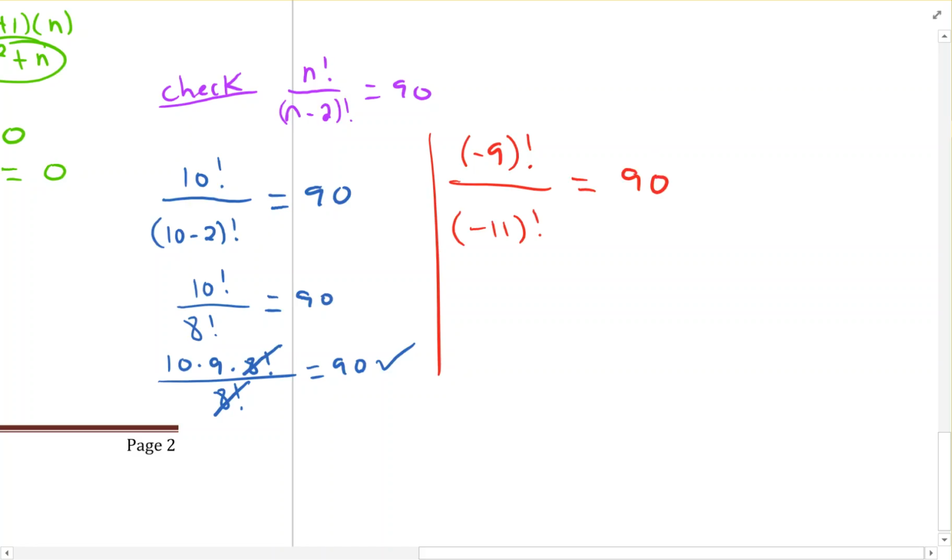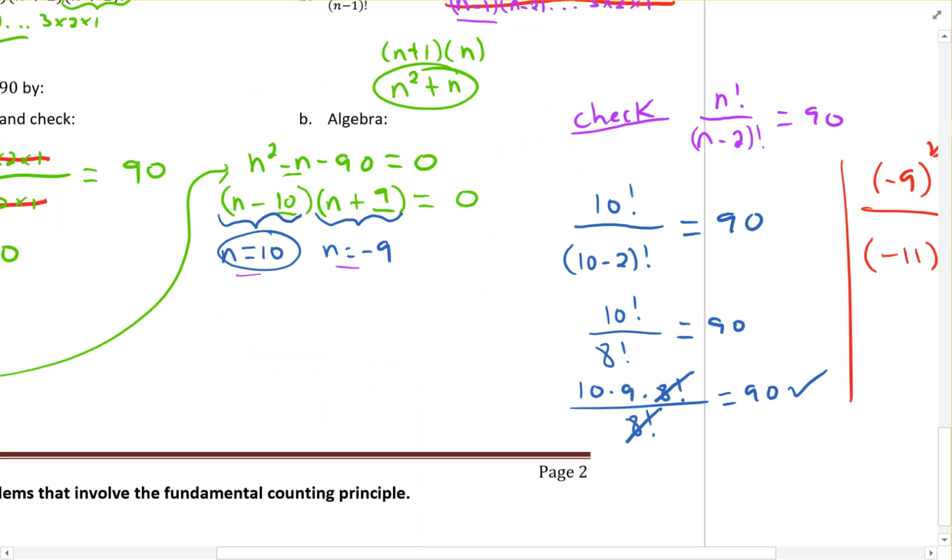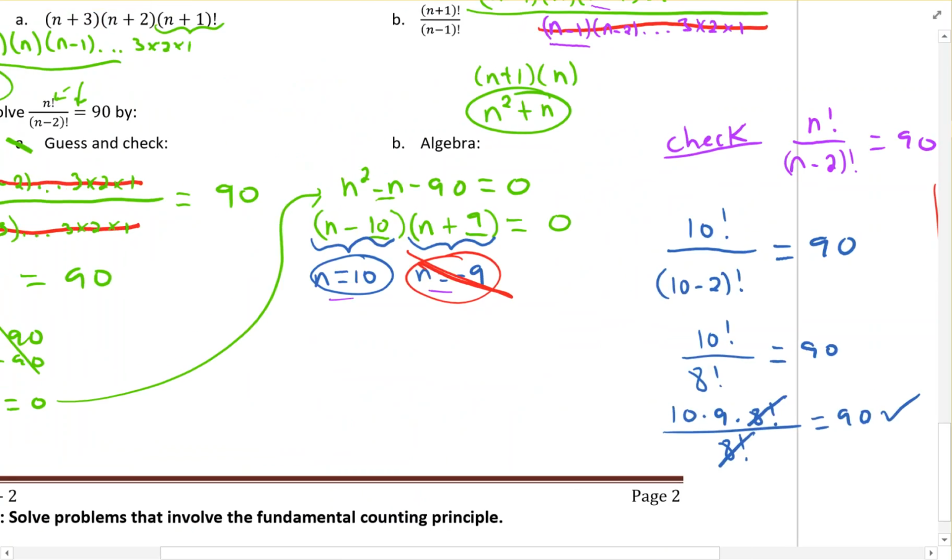Well, if you try to put that in your calculator, even if you just try to throw this in, it's going to say undefined because you can't have a factorial of a negative number, right? So this isn't going to work. So this is a big X. Doesn't work at all. So this one doesn't work. So we'd say in the end here that n is equal to 10, and circle your answer, please, so I know which one you're talking about.